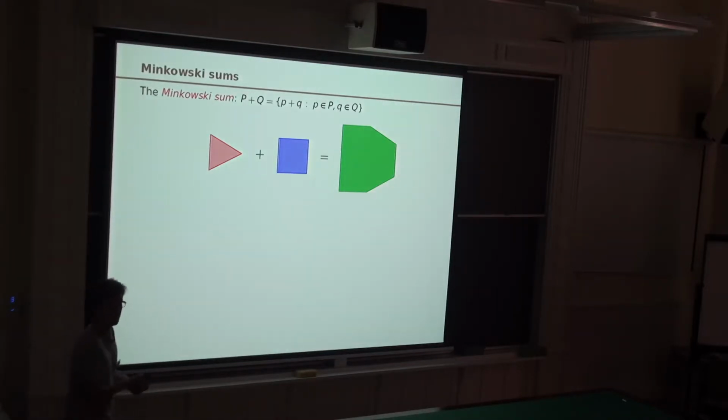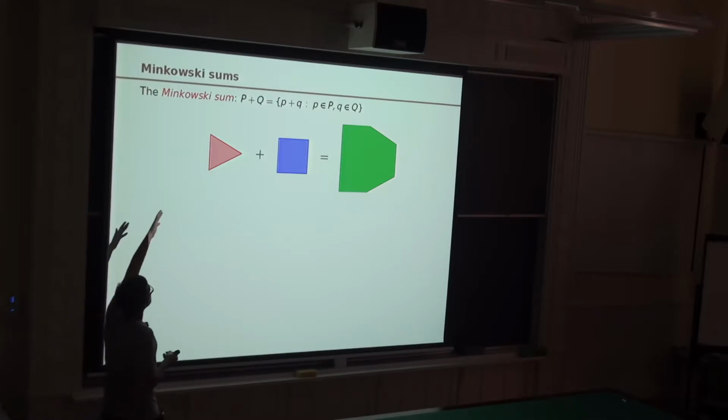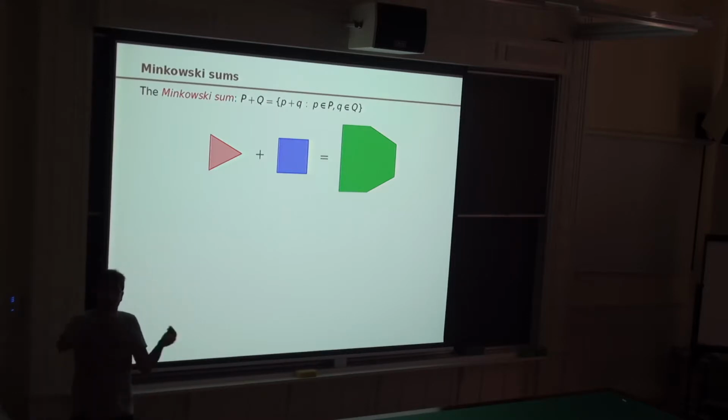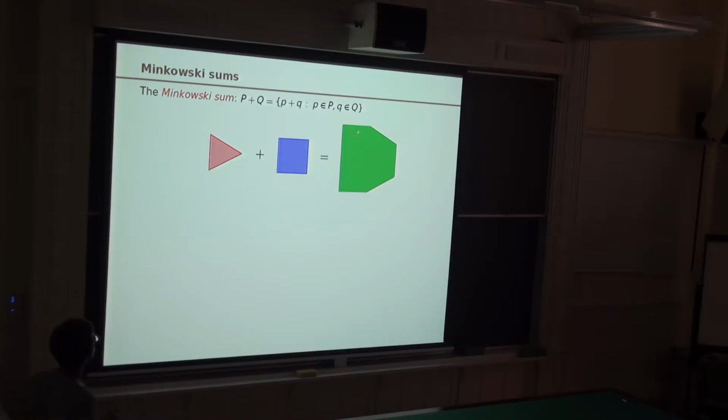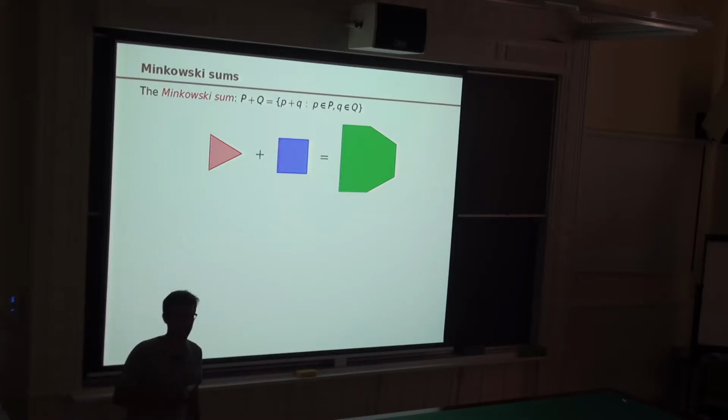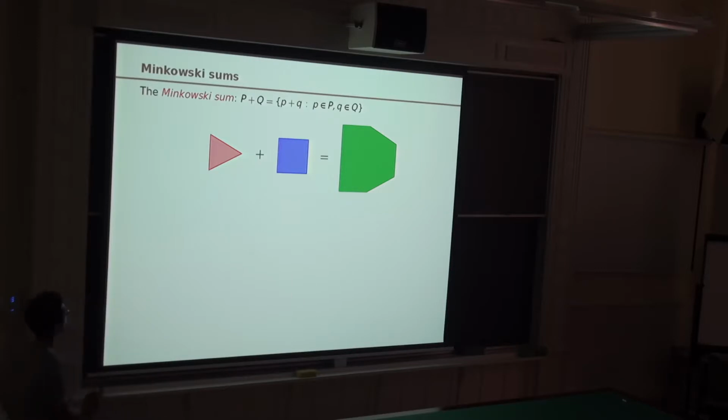So let's speak directly about Minkowski sums of polytopes. We've heard a lot, so I don't have much to say. The Minkowski sum of two polytopes is just the pointwise sum of the two sets. So for each point in P and each point in Q, you take the point P plus Q. And for example, for this triangle and this square, you get this polytope here. So all my polytopes will be convex.